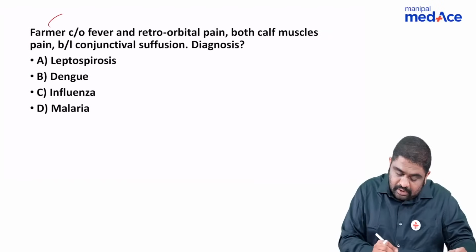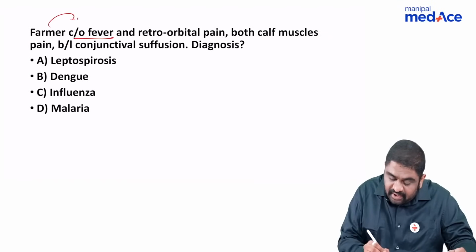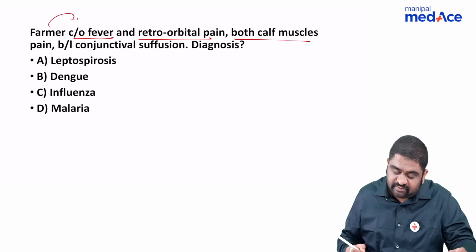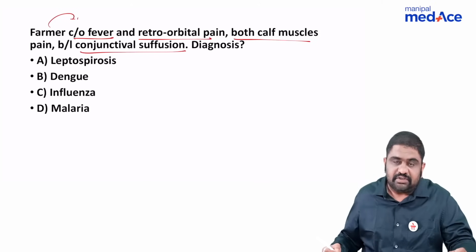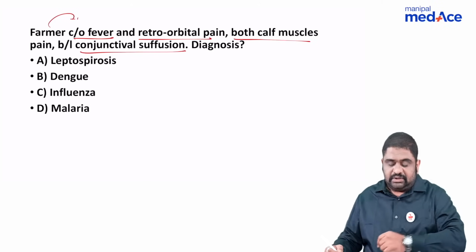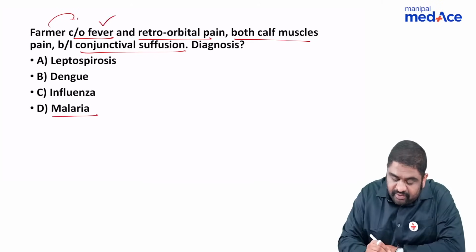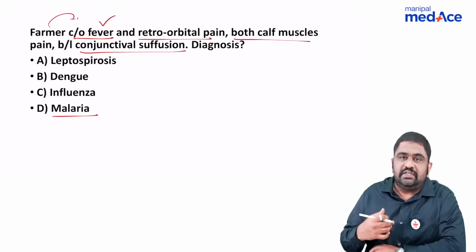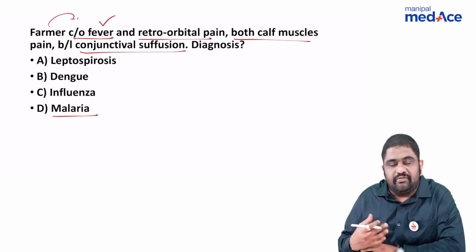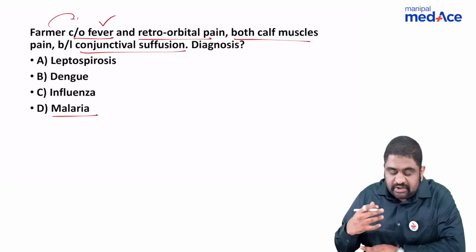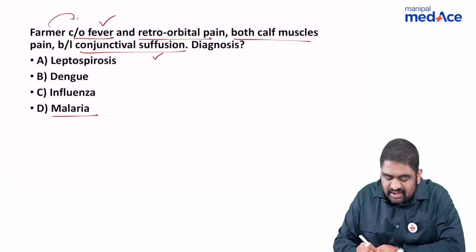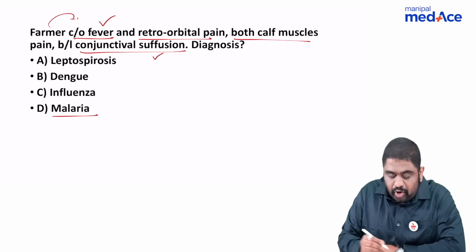Farmer complains of fever, retroorbital pain, and there is tenderness in both the calf muscles. Bilateral conjunctival suffusion. What is the diagnosis? See, when it comes to malaria, fever can be mentioned. But they have to speak about the breaking of fever, whether it is a tertian malaria, quartan malaria, etc. The fever is there for how many days, when does the fever subside, all these things should be said. Chills and rigor can be actually explained in case of malaria, but in case of malaria the conjunctival suffusion is not very common. Now look at dengue.